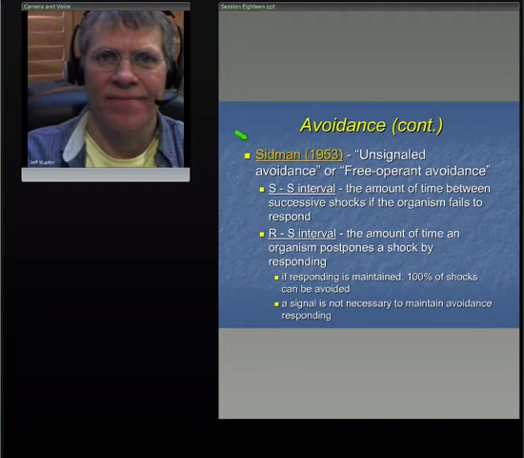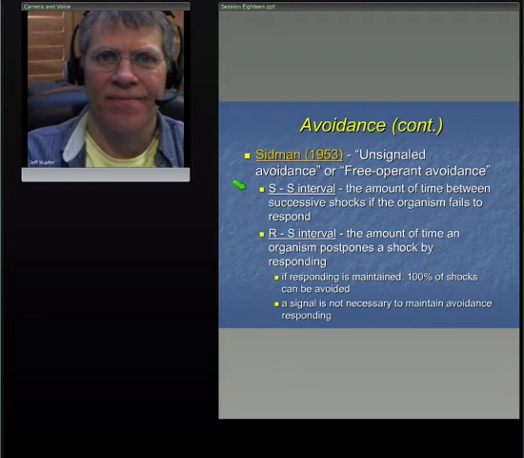But there are also times in which we don't necessarily have signals, but we don't necessarily fall apart. And that was what Sidman was actually studying. He set up a very simple paradigm in which he had two clocks that delivered electric shock to the organism.